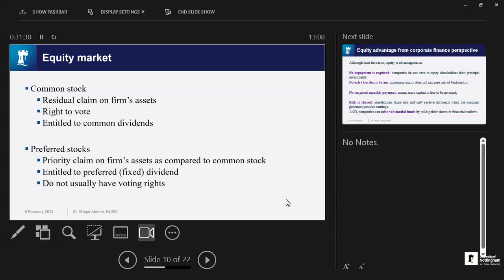Preferred stockholders are entitled to preferred dividend, which is more like interest on loans. Like interest, which is predetermined at the time of the contract, preferred dividend is also predetermined and fixed. So you can see there is some similarity of preferred stock with debt. And these do not usually have voting rights.